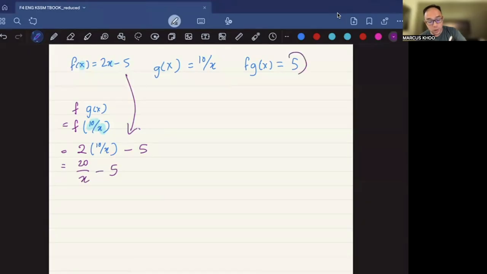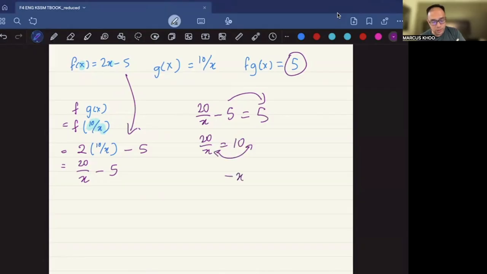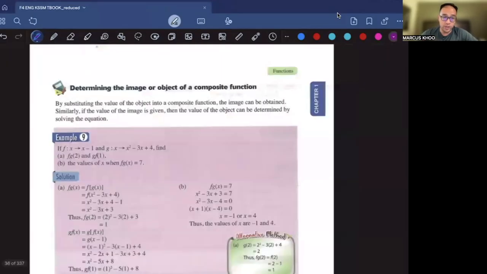But it says that fg(x) equals 5. So therefore, I can say that 20 over x minus 5 equals 5. And this is an easy solve. Move the 5 across: 20 over x equals 10. Bring the x up and bring the 10 down. So x equals 20 over 10, which is x equals 2. That's it. So that's how you would do this set of questions.